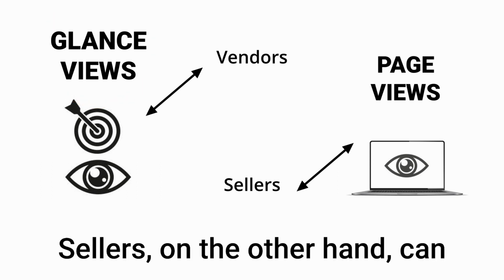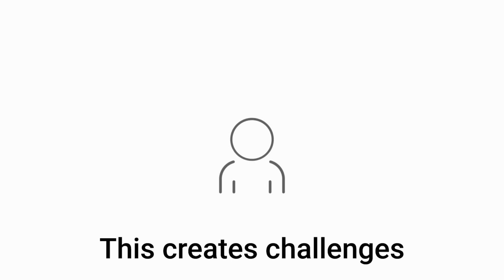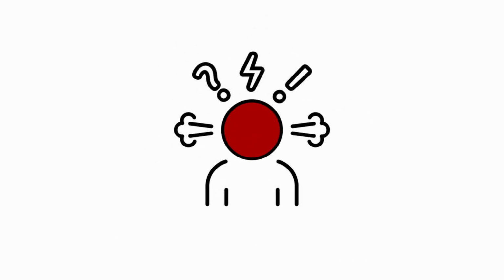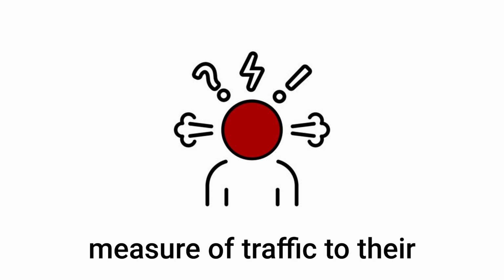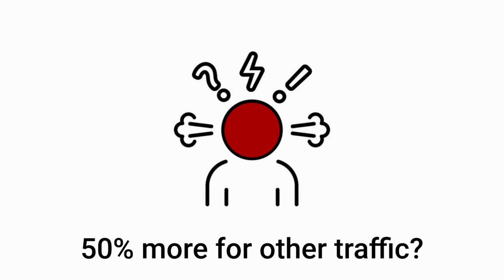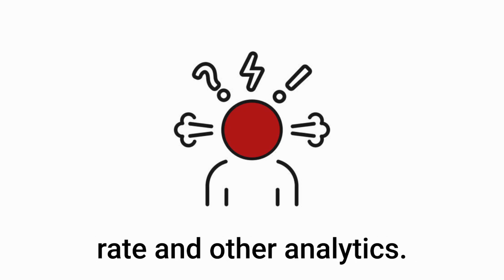Sellers, on the other hand, can use page views to measure total traffic to the page. This creates challenges for vendors who must make assumptions about their traffic. Are the glance views a true measure of traffic to their product detail pages, or should they factor in, say, 50% more for other traffic? That affects the conversion rate and other analytics.